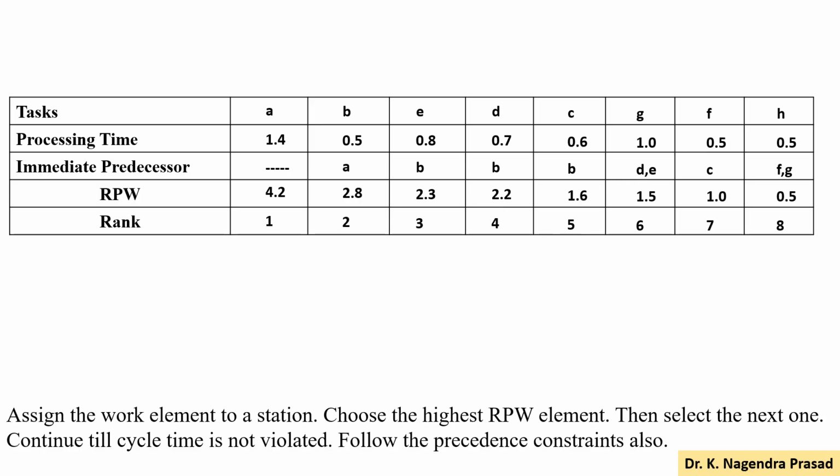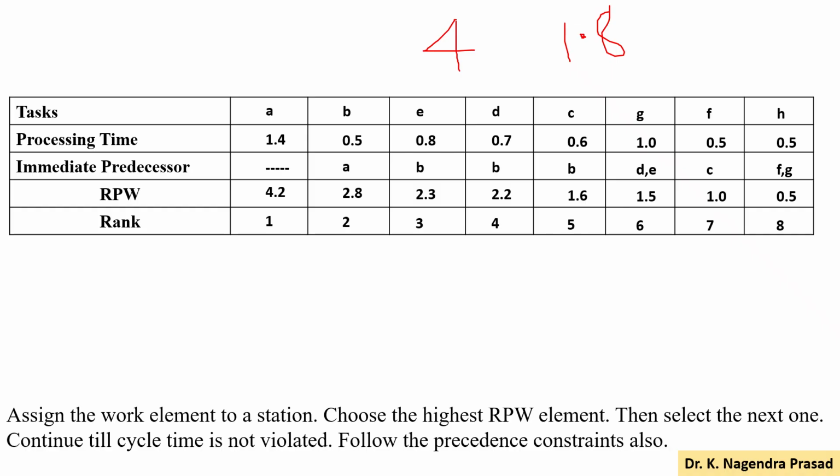Next, to assign the work elements to a station, choose the highest RPW element, then select the next one. Continue till the cycle time is not violated, and follow the precedence constraints also. So next we have to assign the tasks to the workstations. Previously we determined that the number of workstations required is 4 and the cycle time is 1.8. So next we have to assign these tasks to the respective stations.